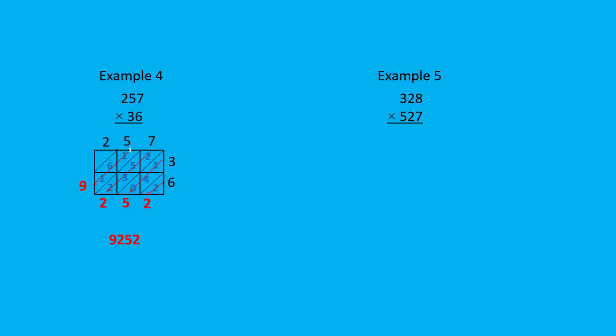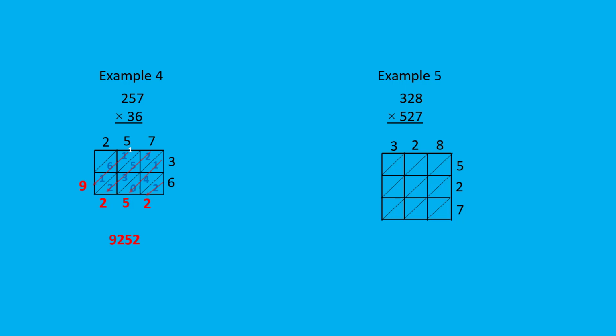Example 5, 527 times 328. This time you need a lattice that's three columns and 3 rows with diagonals. 328 across the top, 527 down the right side. Could I have put 527 across the top, 328 down the right side? Yes, because remember, multiplication is commutative.